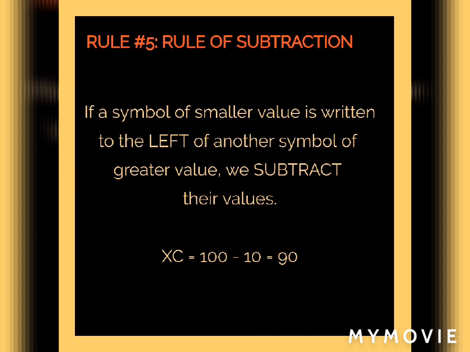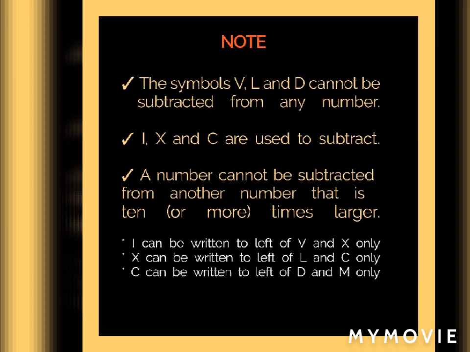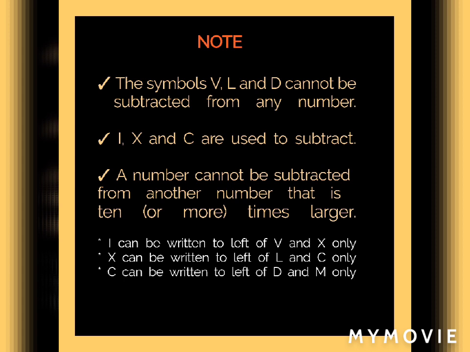So 90 is 10 less than 100. So first we write the symbol for 100, that is C, and then we write X to the left of C. There are some additional points to be noted under the rule of subtraction. The symbols V, L and D cannot be subtracted from any other number. Earlier we saw that V, L and D cannot be repeated, and they also cannot be subtracted from any number. So the remaining ones are I, X, C and M. M is 1000, which is the largest one, so we cannot subtract it from any other number, so you have to forget about that. So what is left? I, X and C. These are the only ones which I use to subtract.